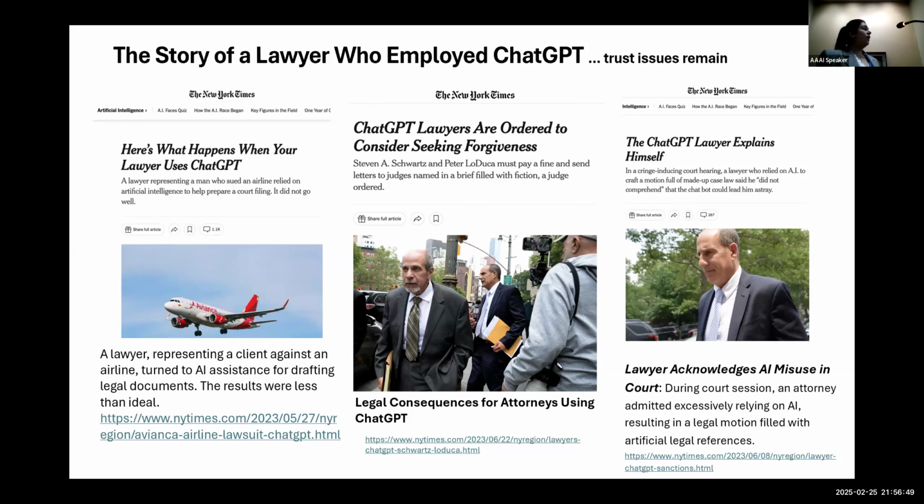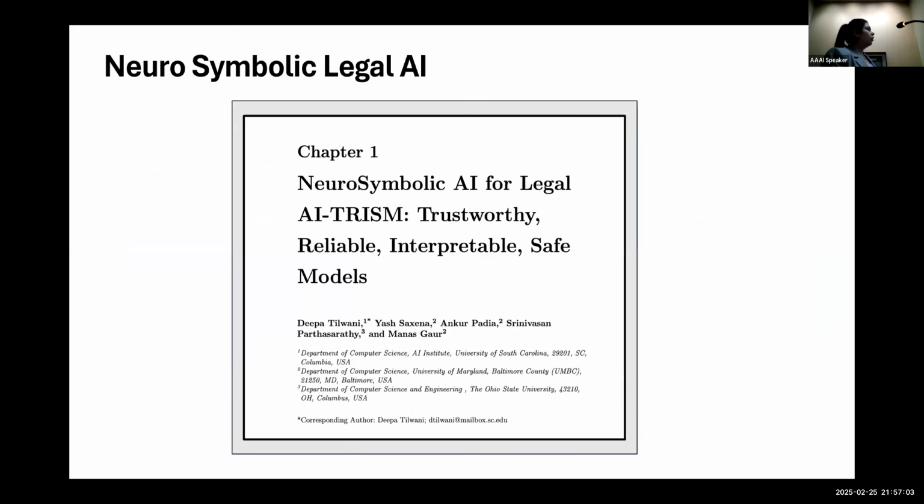So that is the problem where the trust issues remain, and LLMs cannot be used without checking the true citations and then using it as a proper report where we need claims to be verified. So this is our current work, which is going to appear in a book chapter, Neurosymbolic AI for Legal AI, where we talk about how we can use neurosymbolic AI for trustworthy, reliable, interpretable, and safe models.